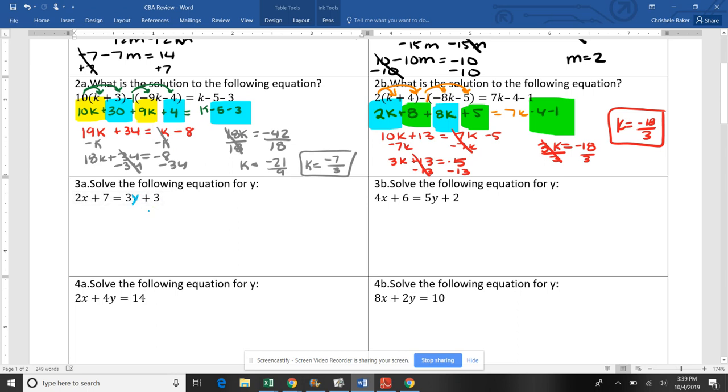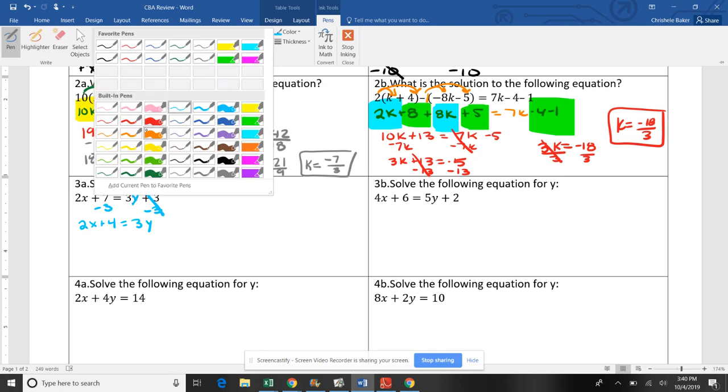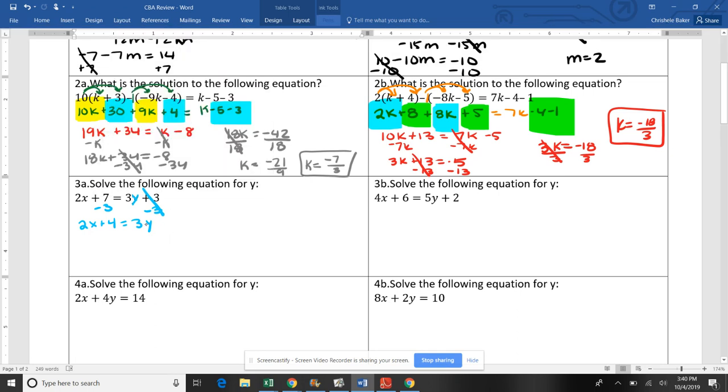So I see a plus 3, I'm going to subtract 3. I can only subtract with like terms. So I'm not writing the minus 3 under the 2x. Those aren't like terms. I'm writing the minus 3 under the 7. So this becomes 2x plus 4 equals 3y. Technically, that's 3 times y. Whenever I have a coefficient right next to a variable, it's multiplication. So I'm going to divide both sides by 3. So y is equal to 2x plus 4 divided by 3.